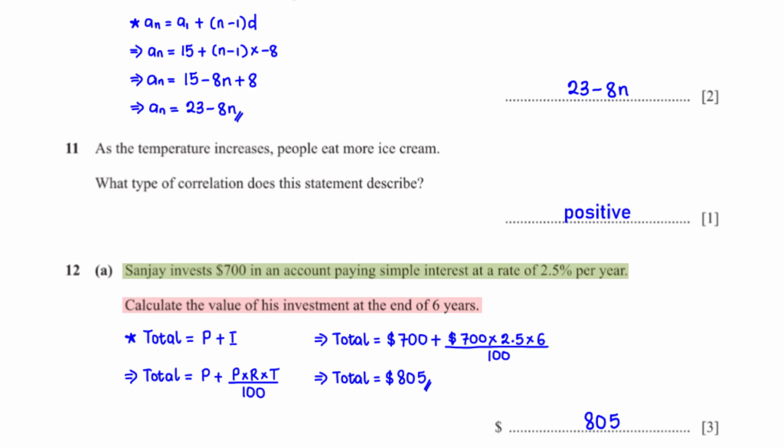Sanjay invests $700 in an account paying simple interest at a rate of 2.5% per year. Calculate the value of his investment at the end of 6 years. The final value of his investment is equal to his principal plus the total interest he earned, which we can find using the formula P times R times T over 100. The principal P is $700. The annual rate R is 2.5% and T is 6. When we type this into the calculator, we get $805.